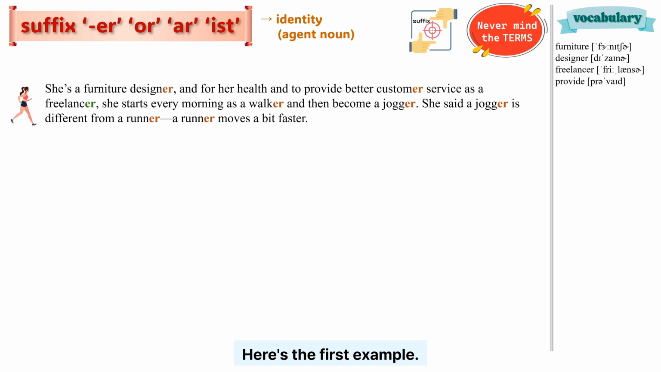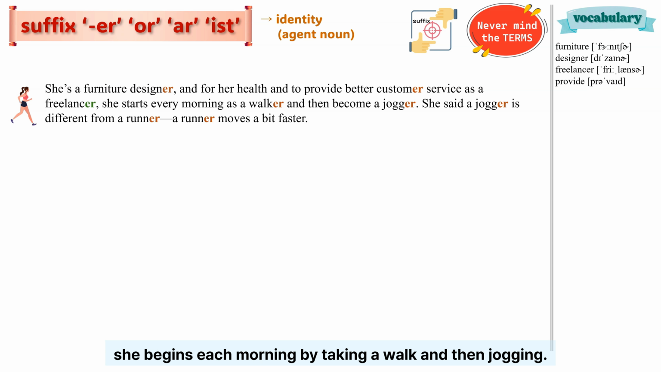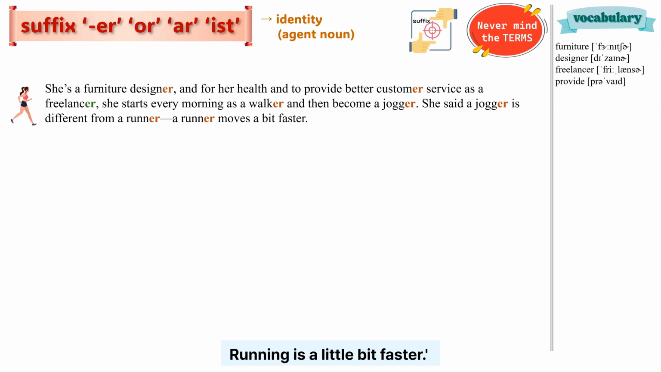Here's the first example. The woman designs furniture. For her health and also to provide better customer service, as a freelancer, she begins each morning by taking a walk and then jogging. In her words, jogging is different from running. Running is a little bit faster.